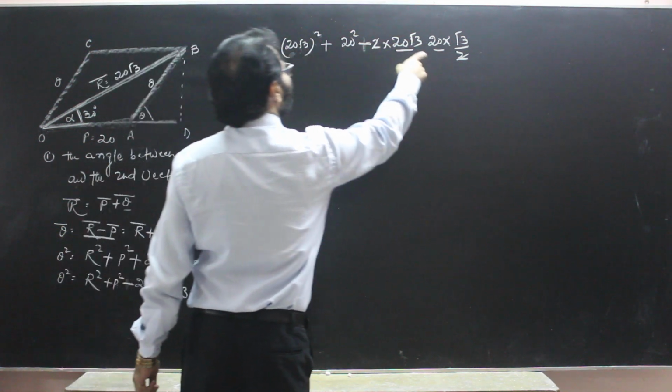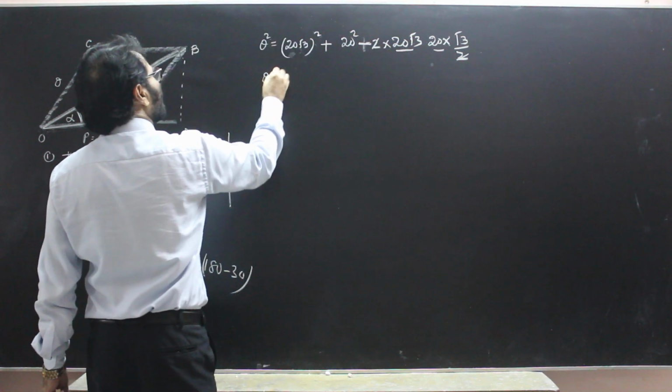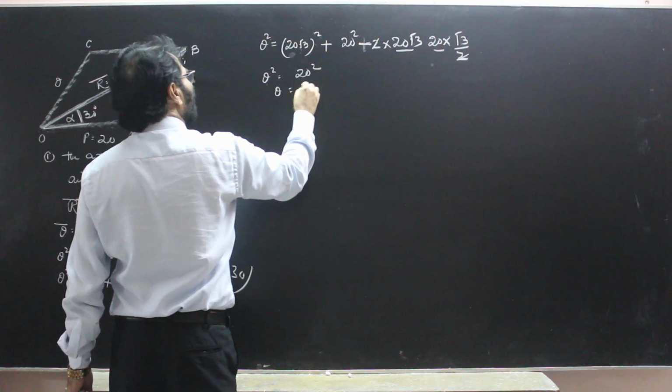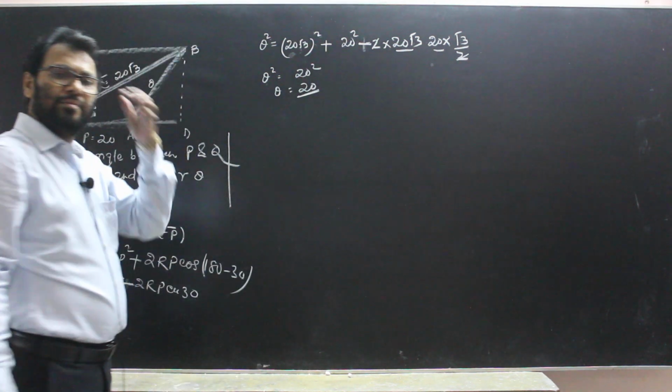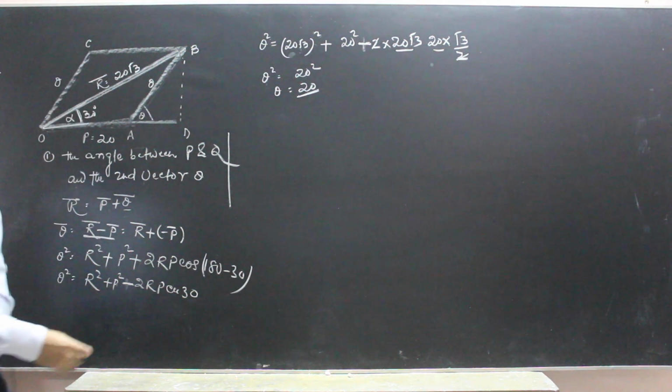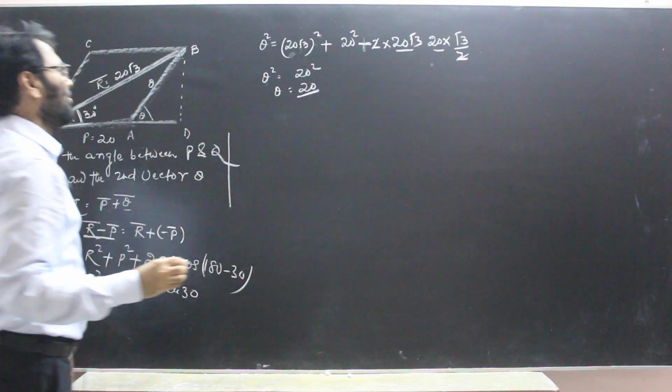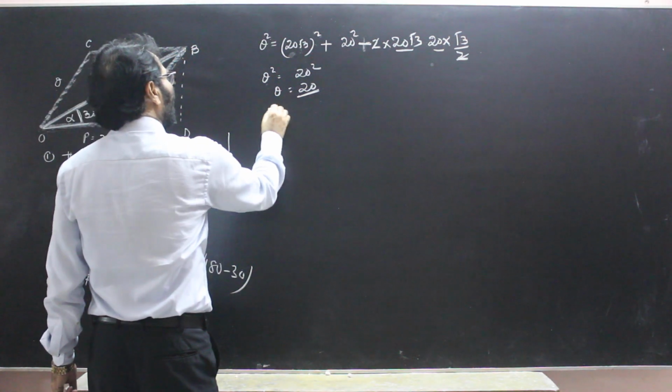That cancels out. And Q square is equal to 20 square. So Q is equal to 20. And if Q is equal to 20, so P is 20 and Q is 20 and R is 20 root 3.